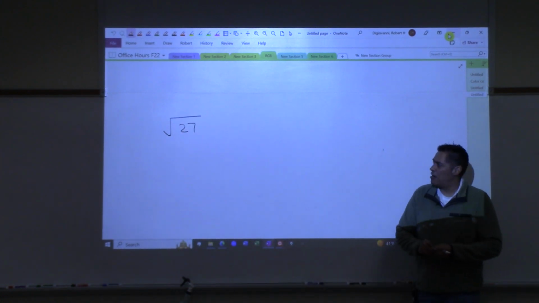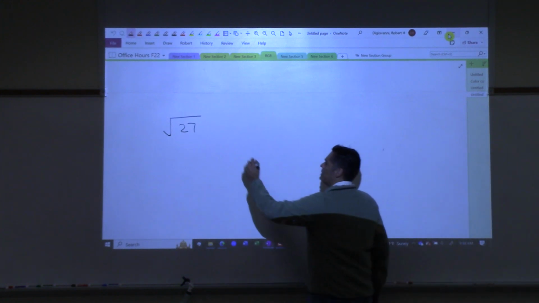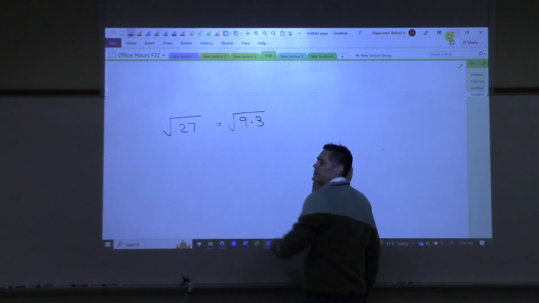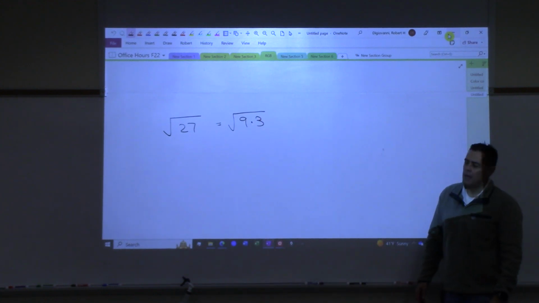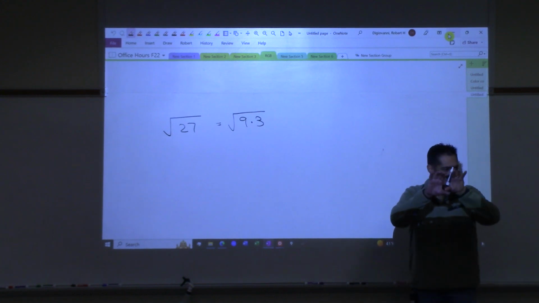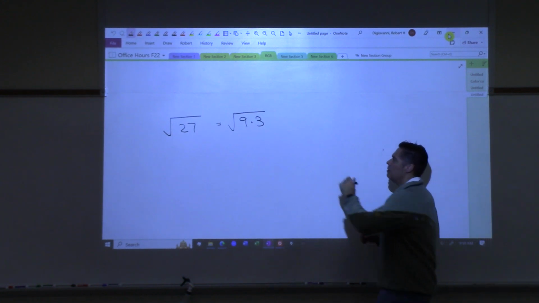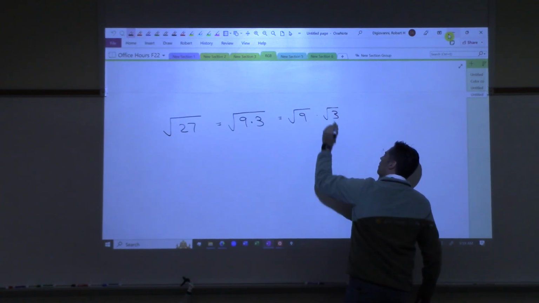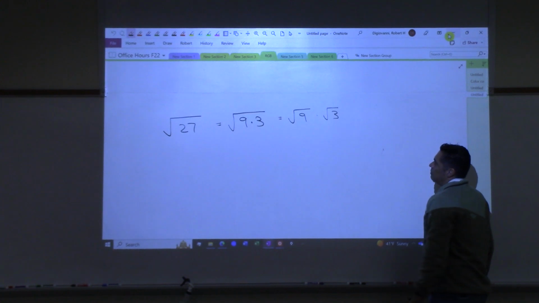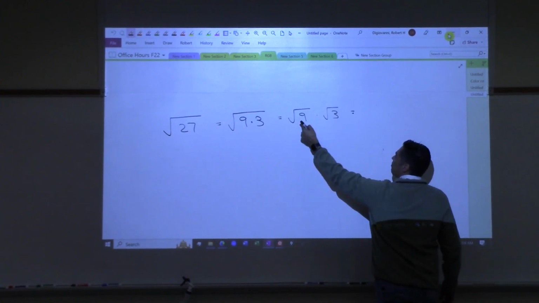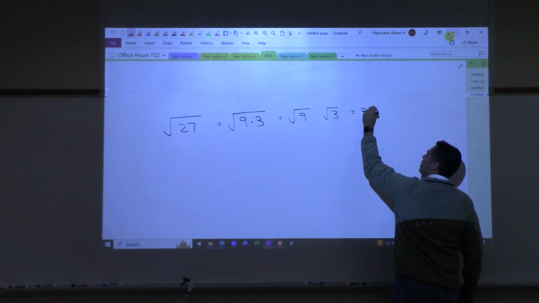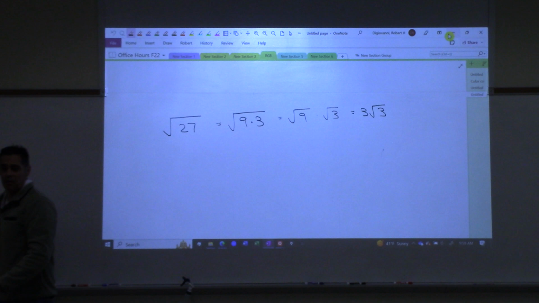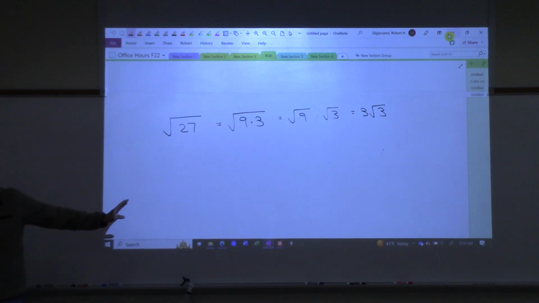You learn in college algebra class that you can rewrite this as the square root of 9 times 3, right? And then you're allowed to split that up into 2 roots, aren't you? Like you could split this up into the square root of 9 times the square root of 3. And then the square root of 9 is 3, right? And you get 3 times the square root of 3. That's how in college algebra you can simplify a radical. That look familiar to you? Everyone, yes?